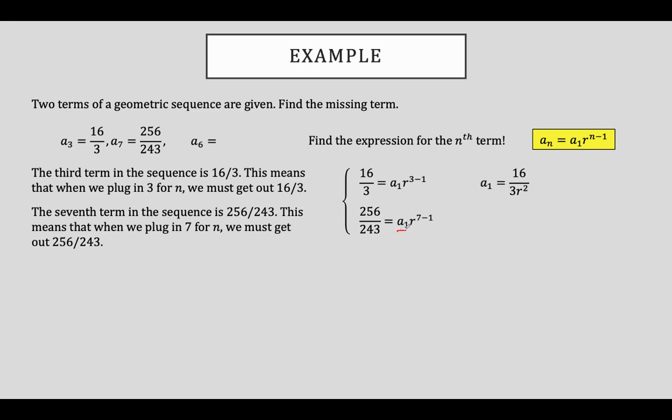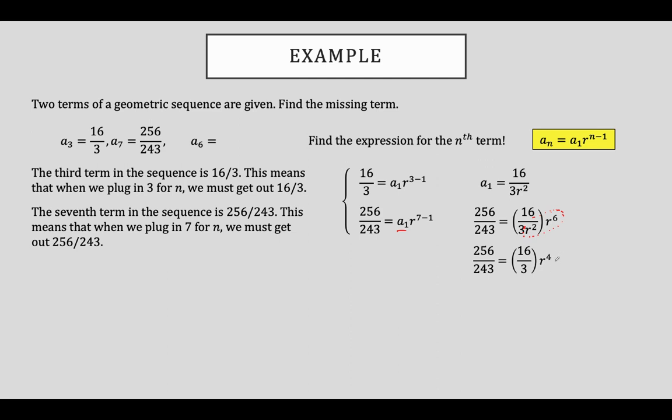I can now substitute that in for a1 into the second equation. 256 divided by 243 is equal to 16 over 3r squared times r to the 6th power. Now, we can again simplify r to the 6th divided by r squared here. I am dividing exponential quantities with like bases, so we subtract the exponents. 6 minus 2 would leave me with r to the fourth power. 256 over 243 is equal to 16 over 3 r to the fourth.